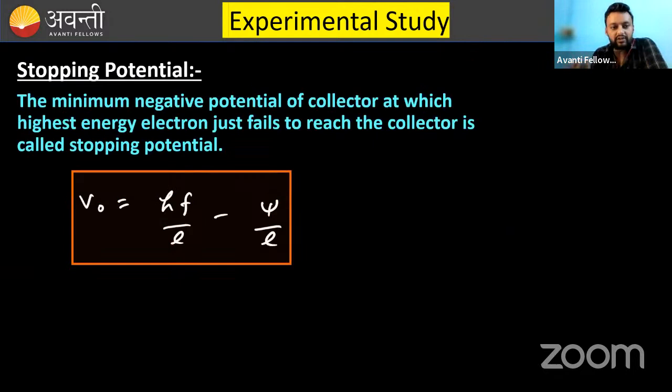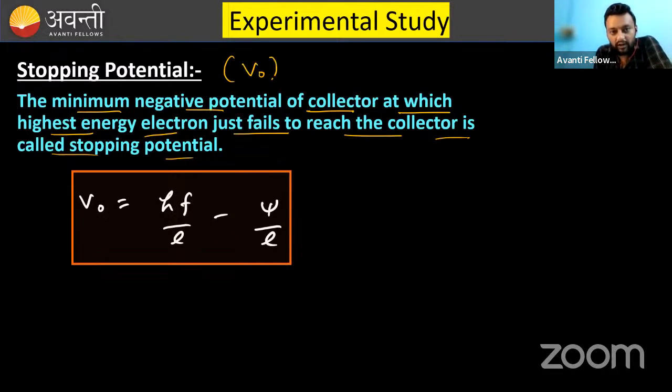The definition is mentioned on your screen. The minimum negative potential of the collector at which the highest energy electron just fails to reach the collector is called stopping potential. It is denoted by V naught. What is V naught?